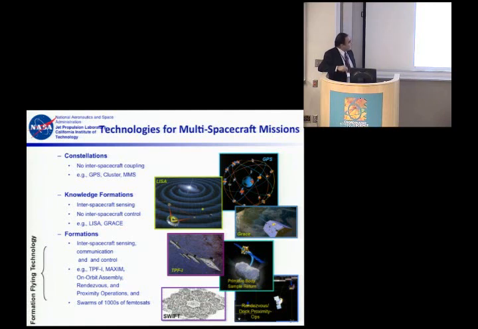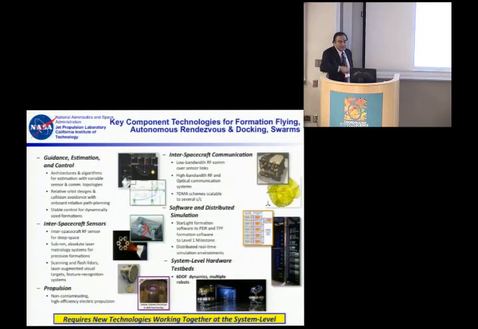Now, having said this, formation flying, which therefore requires direct sensing and communication, these others don't, has its own technology requirements and needs. And in each of these areas, I think that some areas were at TRL, technology readiness level, of 5 and 6, but in a lot of areas at TRL 1, 2, we haven't been able to mature the theory and the methods that are needed to actually fly these things.